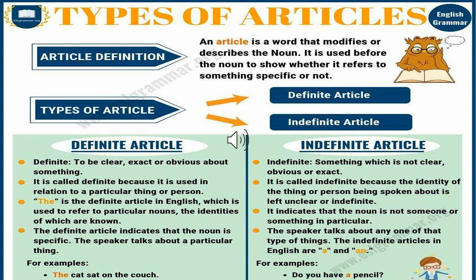Now the indefinite article. We can see something which is not clear, obvious or exact. It is called indefinite because the identity of the thing or person being spoken about is left unclear, which is not definite. It indicates that the noun is not someone or something in particular. The speaker talks about any one of that type of things. The indefinite articles in English are a and an. For example, do you have a pencil? I want to have an apple.